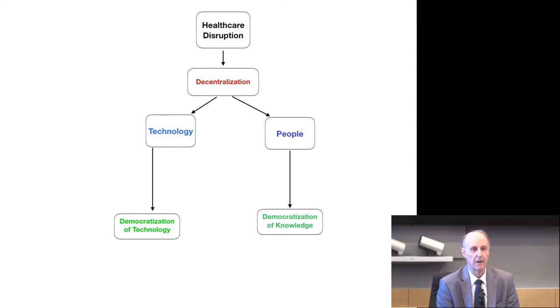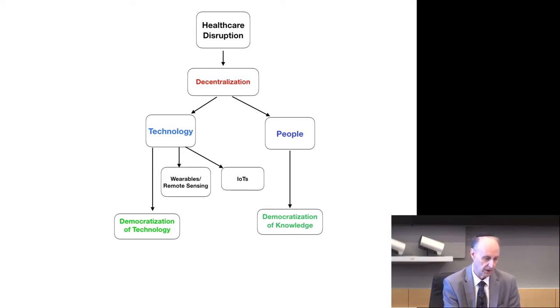Similarly, medical knowledge used to reside in the minds of medical specialists, and through the change in credentialing that we've observed over the last 10 or 12 years, I think we've arrived at a point now which I call the democratization of knowledge, which allows all allied healthcare professionals a stake in caring for users of the healthcare system. And I think these two parallel lines of development are absolutely key.